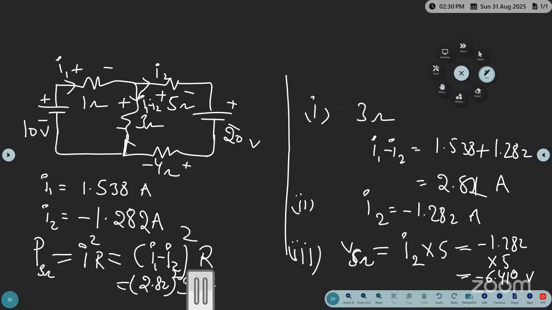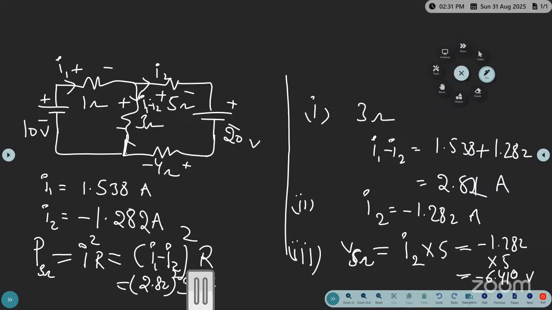So for any power, what you have to do? Current square into resistance. You know the value of current in each individual element. What is the current in 1 ohm? I1. I1 square into 1. You know the current in the 5 ohm? I2. I2 square into 5. You know the current in the 4 ohm resistor? What is the current? I2. I2 square into 4.